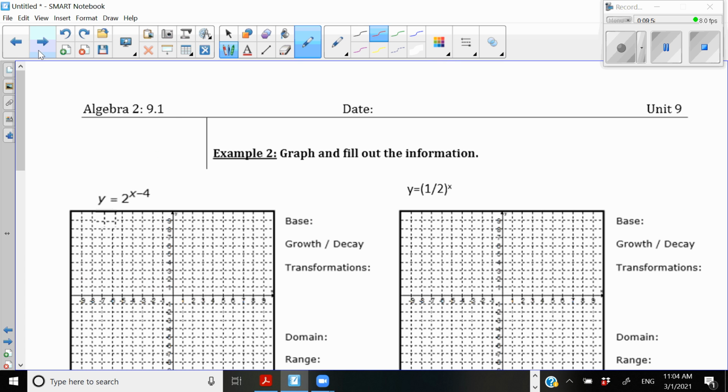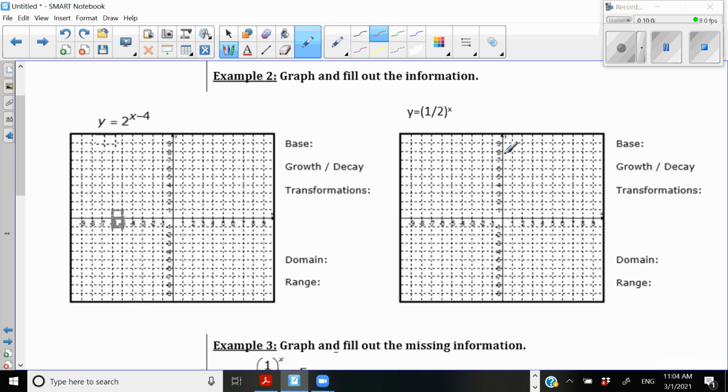Now let's go to the next part of the lesson. In this part, we want to graph and fill out the information about these two functions. Let's work on this one first. The first one is y equal to 2 to the power of x minus 1. We know that the parent function for this function is y equal to 2 to the power of x. So you just simply take the base, which is 2, and raise to the power of x. This is the parent function.